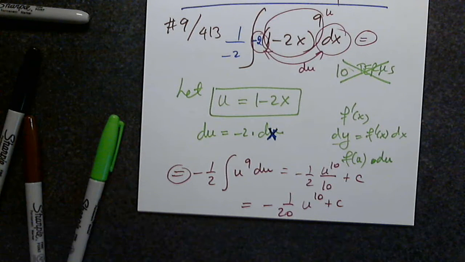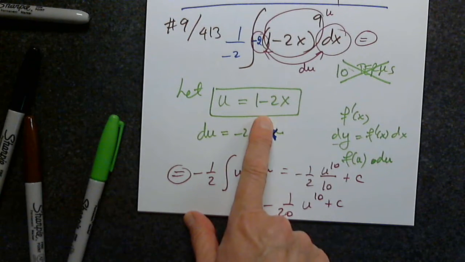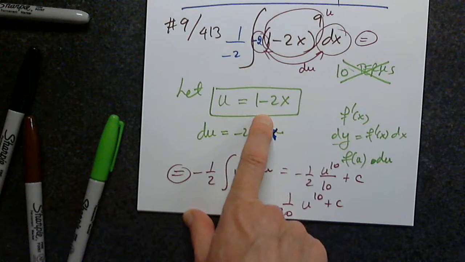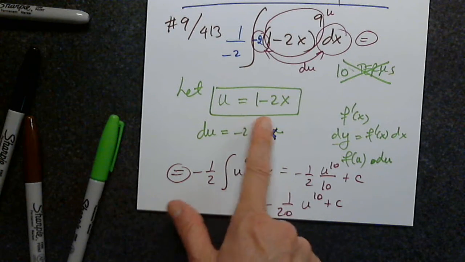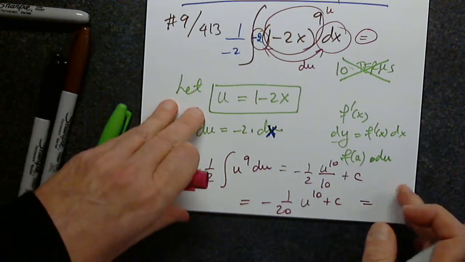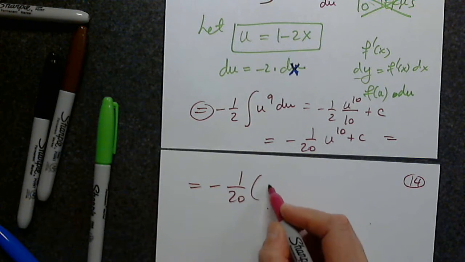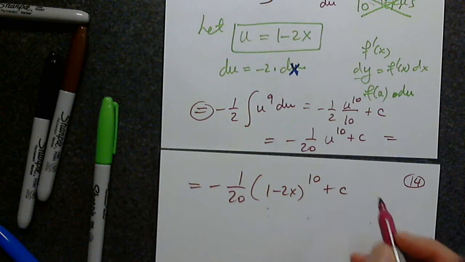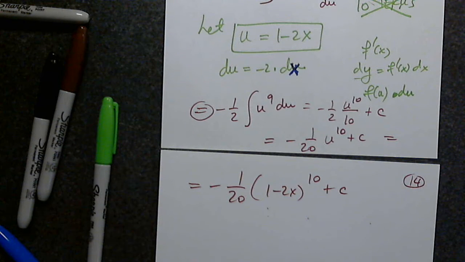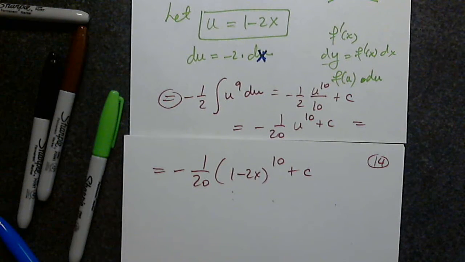An answer in u is not acceptable. So I have to go back and replace u with what I used, u equals 1 minus 2x. I have to go back and put it back in. That's not a difficult situation at all. I will give the final answer as negative 1 over 20, 1 minus 2x to the 10th power plus c. Using the substitution, it really helped us determine the integral.